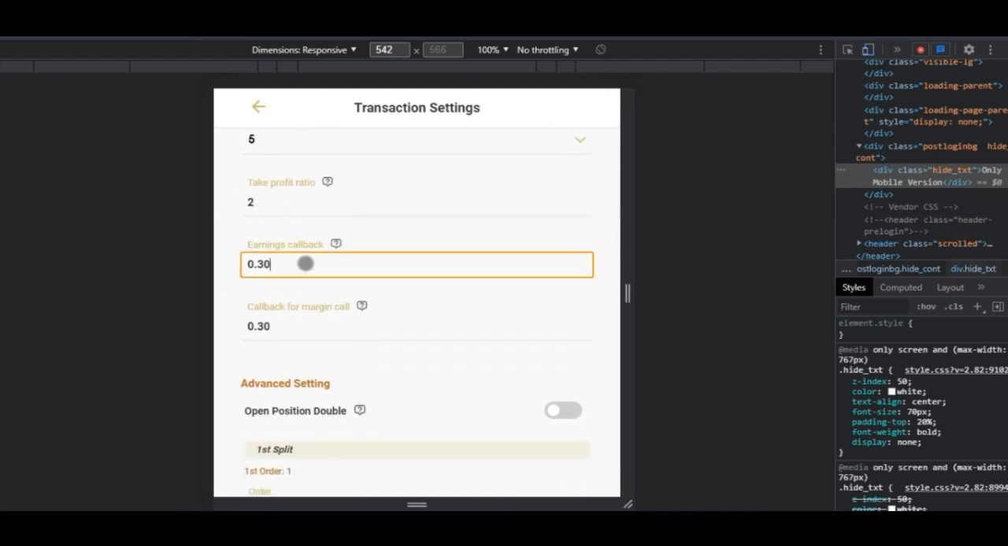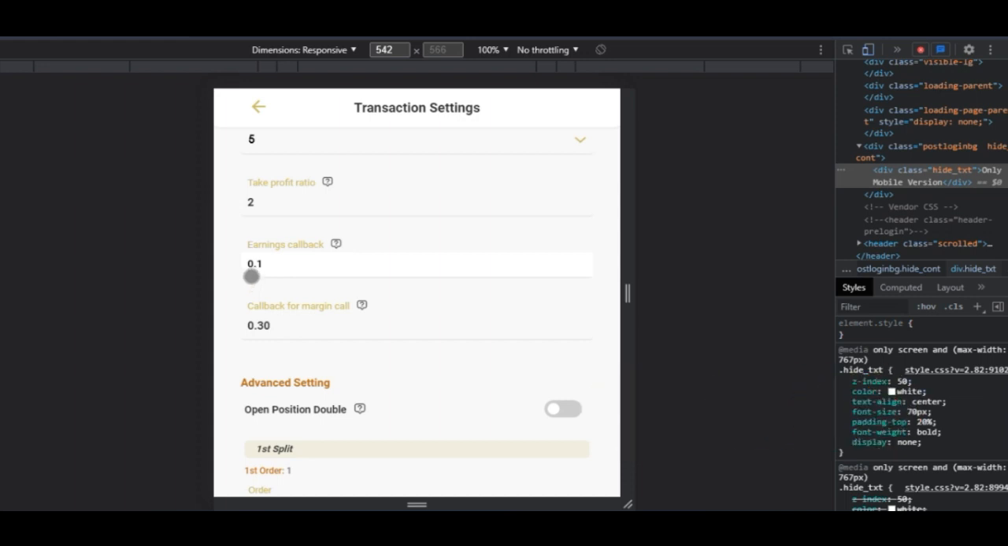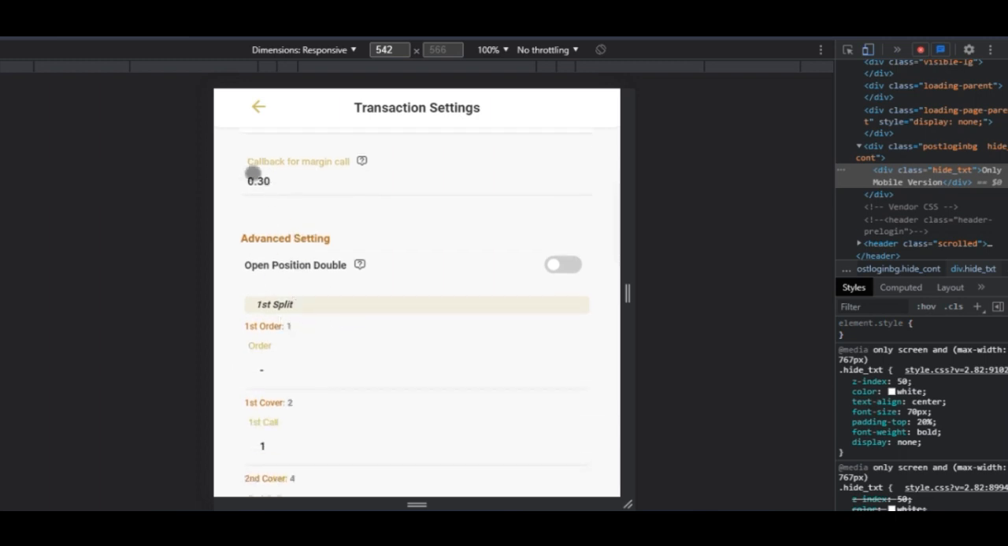So the earning callback is always 0.1. And what this simply means is that whenever you are trading and this price continues to increase and it gets to 2%, it won't take profit immediately. Even if it gets to 3%, it won't take profit immediately. Even if it gets to 10%, it won't take profit immediately. So the bot will only trigger that take profit action of 2% when the market starts dropping by 0.1. So immediately the bot will sense that, okay, this market is dropping, so let's take profit for you. While the callback for margin call is when the price keeps dropping and dropping and then increases by 0.3, it starts triggering another buy option for you. That is exactly what the earning callback and the callback for margin call simply stand for.